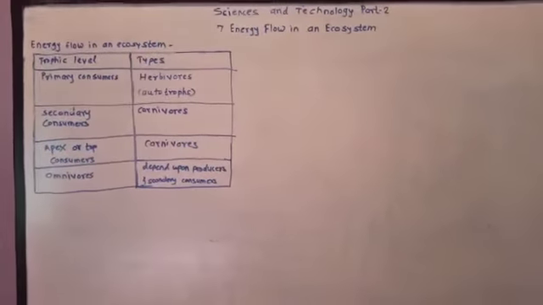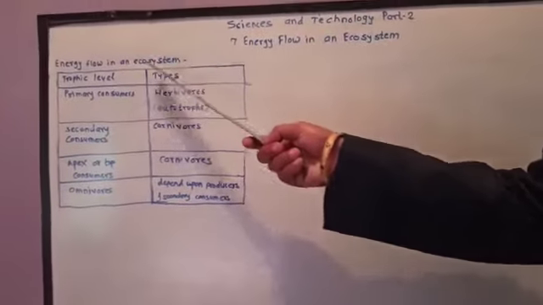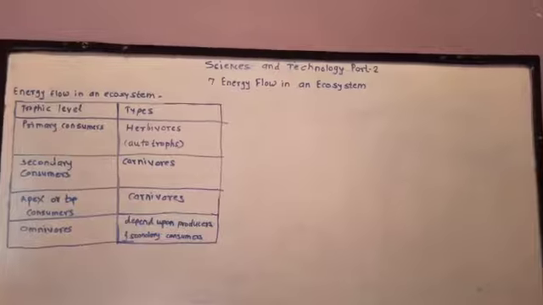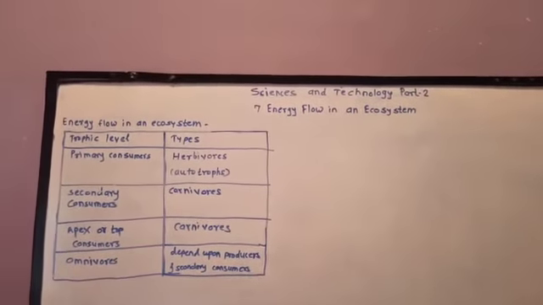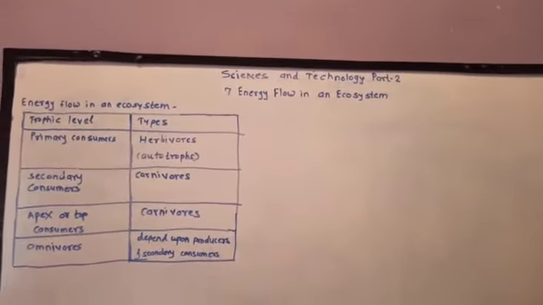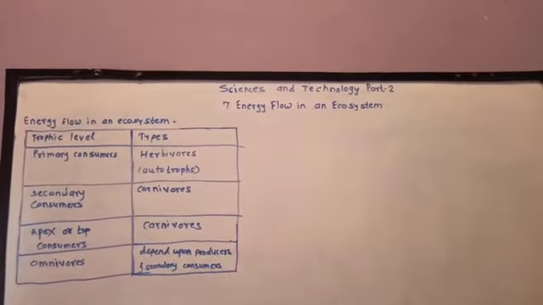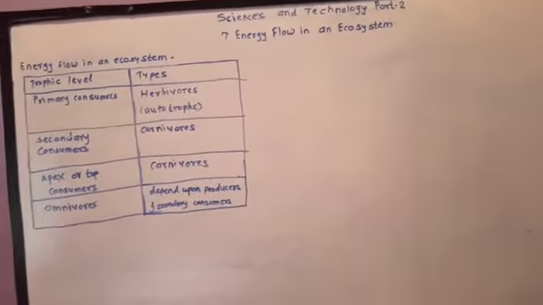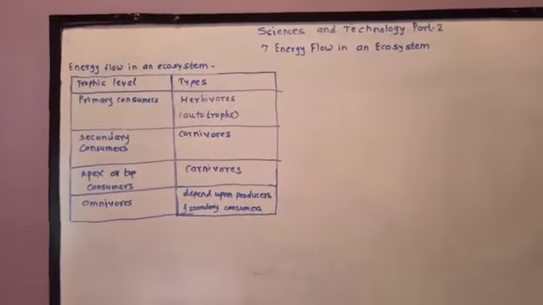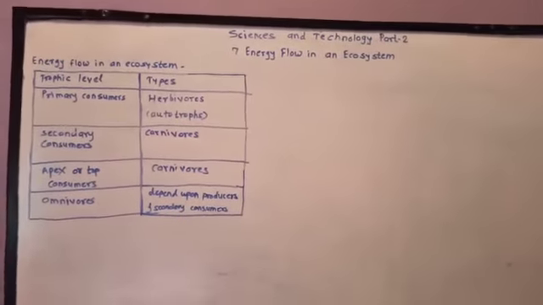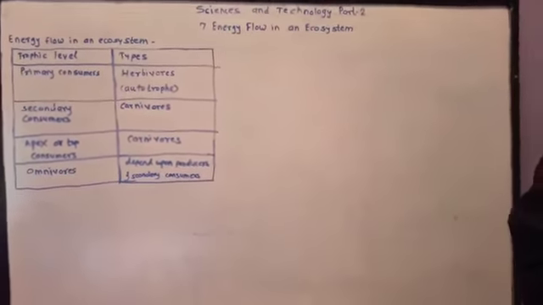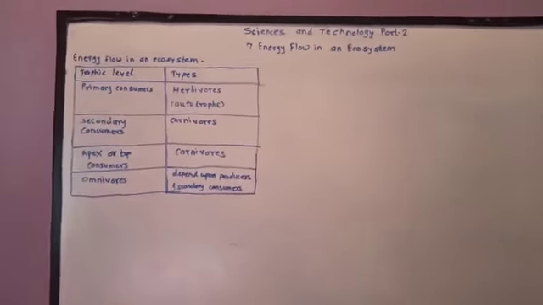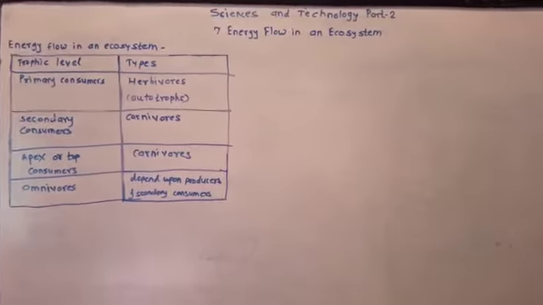The first point in this chapter, energy flow in an ecosystem. Students, you have learned the classification of living organisms according to the mode of nutrition into producer, consumer, separators and decomposer. Producer means स्वयंपोषी, consumer means परपोषी, सेपरेटर्स म्हणजे मृतोपजीवी and decomposer म्हणजे विघटक. These are living organisms.